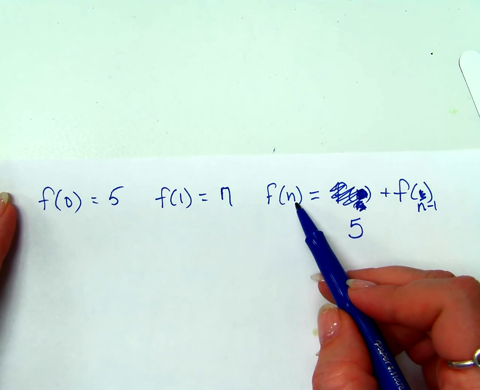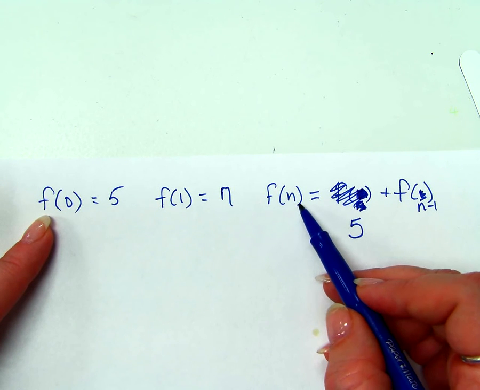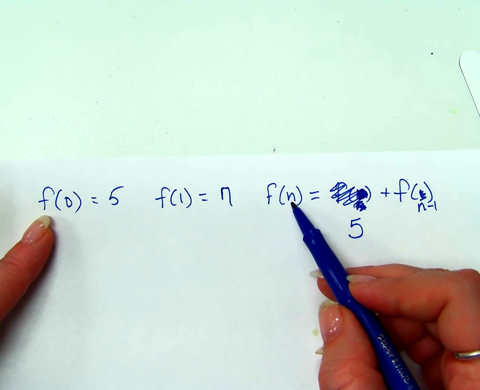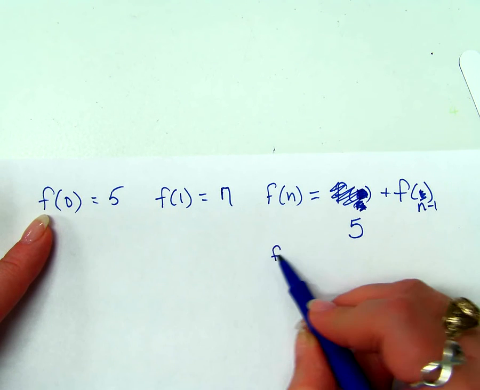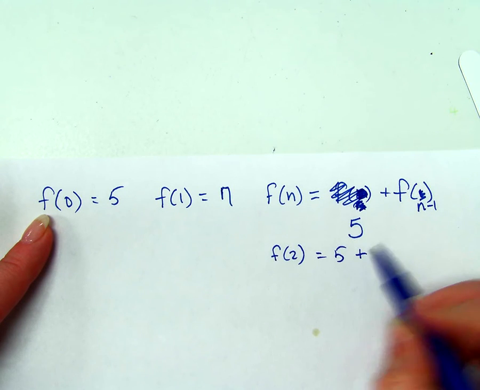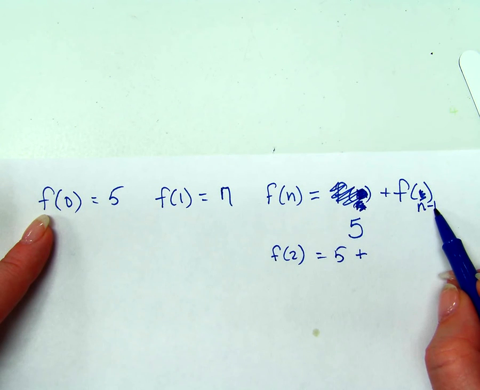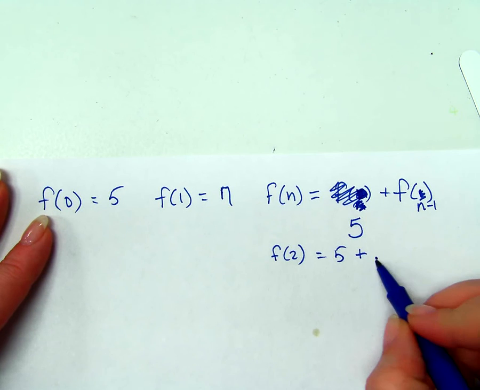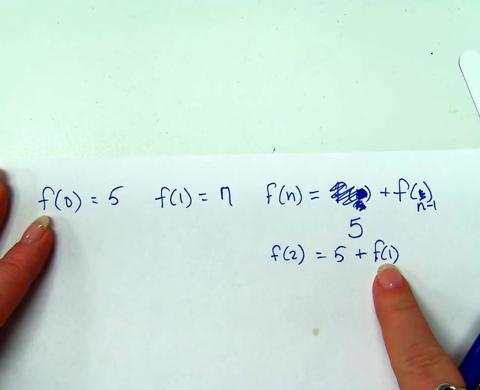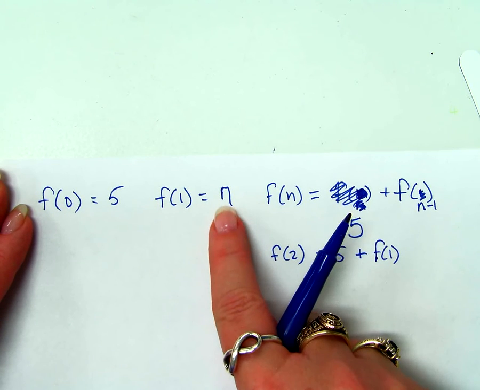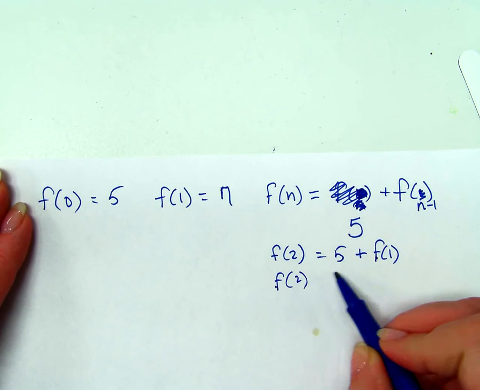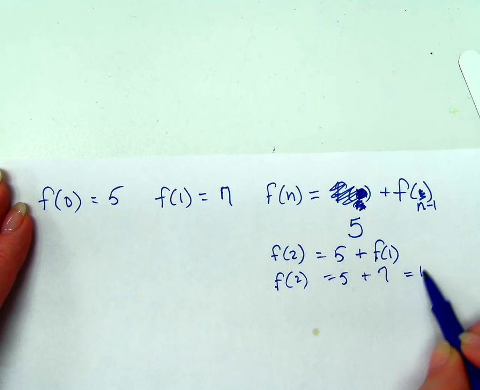Because what's f of n? What does that mean? Well, what if I was trying to find the second term? Guess what would go in for n? 2. Exactly right. So if I'm trying to find f of 2, that would equal 5 plus f of n minus 1. Well, what's 2 minus 1? Okay, f of 1. Well, do we know f of 1? Yeah, it gave us that information in the beginning, right? So f of 2 would actually equal 5 plus 7, which is 12.